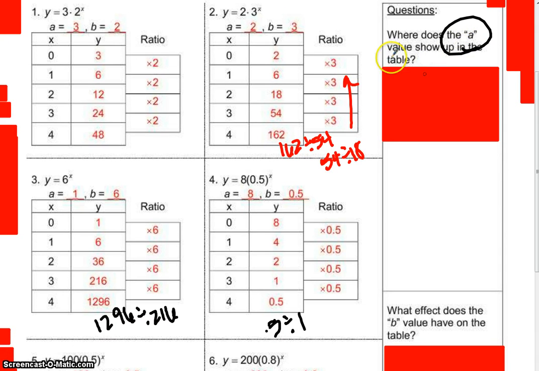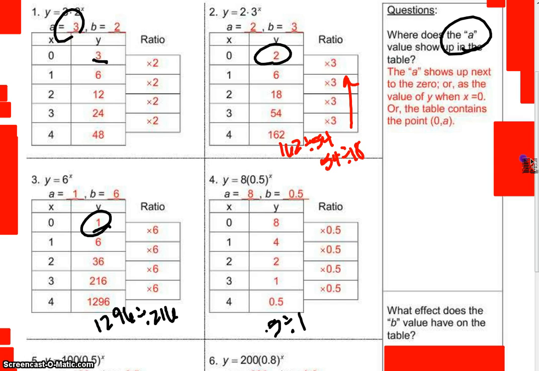So looking at all of that, looking at each one of those, where does the a value show up in the table? Well, a is 3. Here's my 3. A is 2. Here's my 2. A is 1. Here's my 1. The a shows up next to the 0, or as the value of y when x is 0. Or the table contains the point (0, a). Those are all saying the same thing. So if you stop and think about it, it's actually your y-intercept.